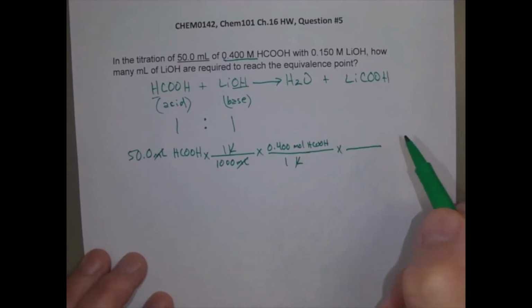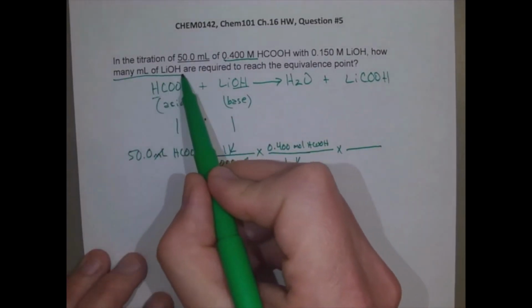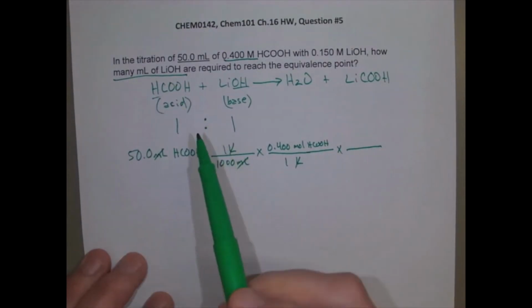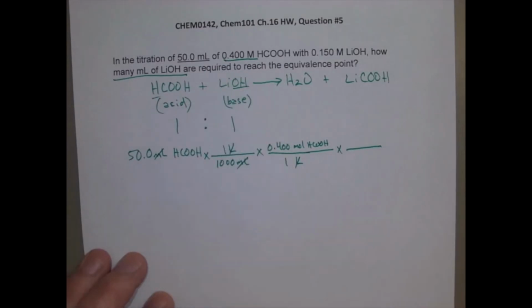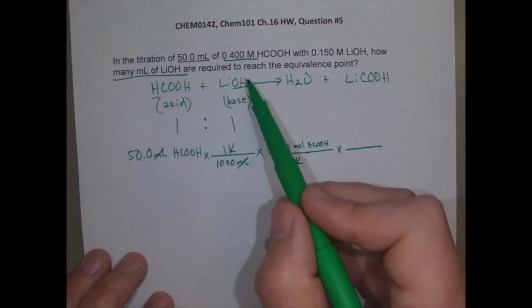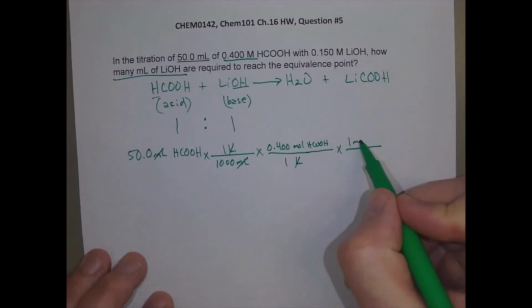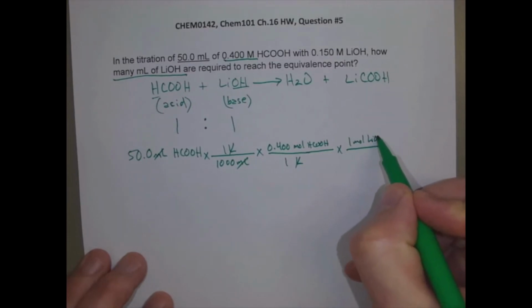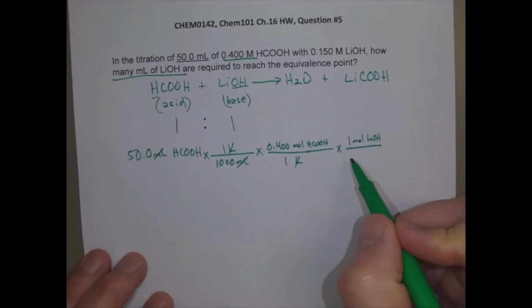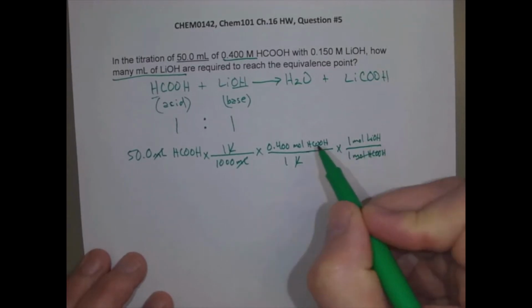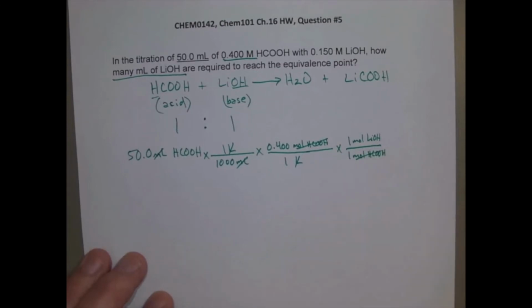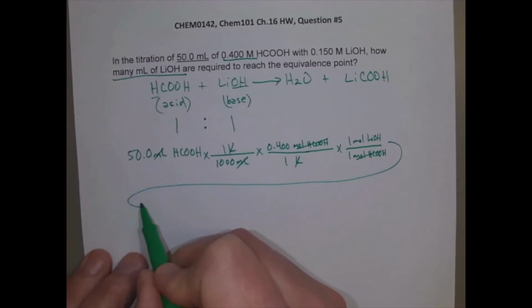Well, to answer the question, to figure out how many milliliters of lithium hydroxide are required, now I have to translate between talking about formic acid into lithium hydroxide. So that's what this mole ratio is for. For every one of these that reacts, I need one of these. So I need 1 mole of lithium hydroxide, LiOH, to react with every 1 mole of HCOOH. So now moles of HCOOH cancel, and I have moles of lithium hydroxide. I'm going to continue the calculation down here.